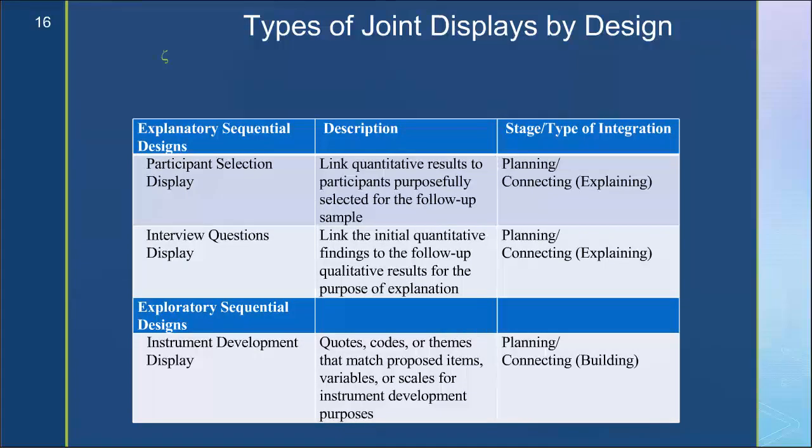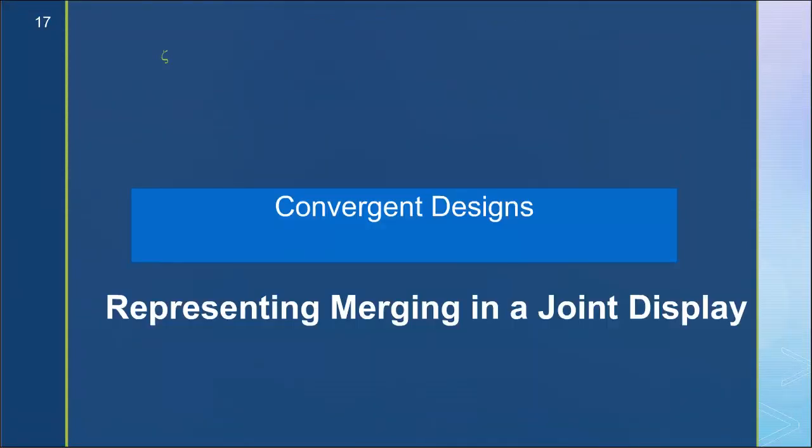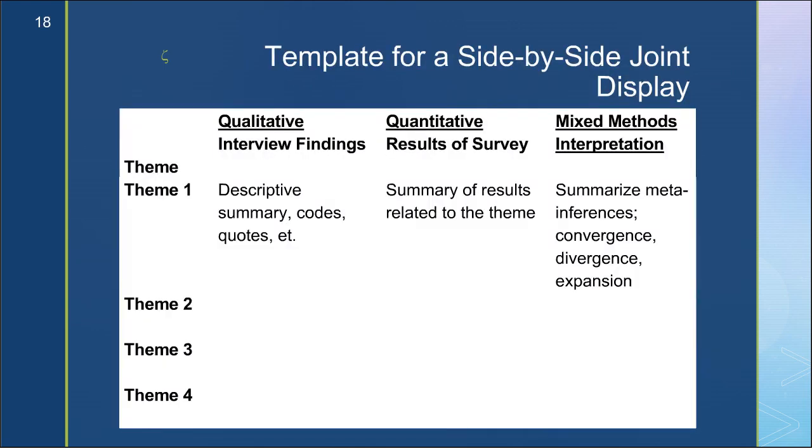For explanatory sequential designs, I'll talk about participant selection, interview displays, interview question displays, and also I'll show you a little bit of how we can use a joint display to explain results at the end of the study. And then finally, for exploratory sequential designs, how we could use joint displays to represent instrument development in a systematic way.